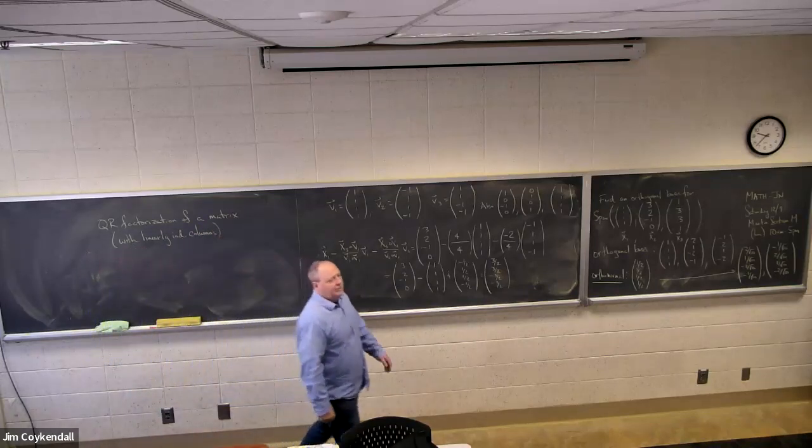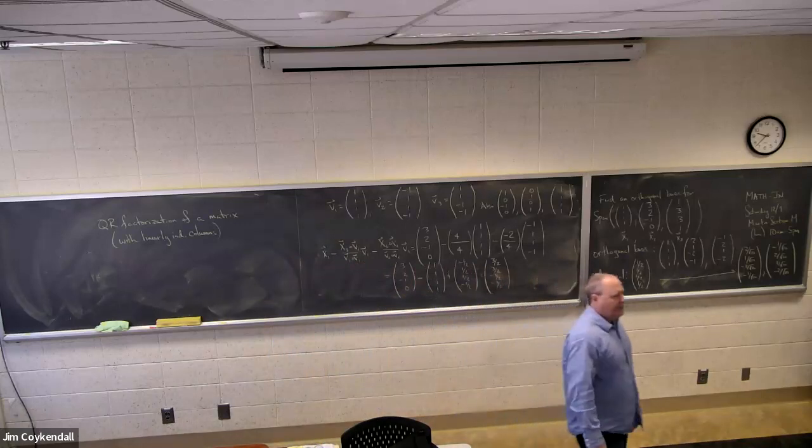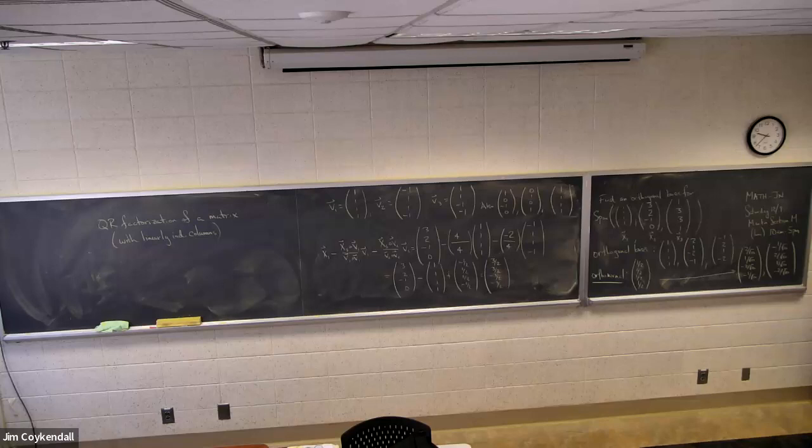If you start with a matrix that does not have linearly independent columns, then you'll run into a problem, because when you apply Gram-Schmidt, this is actually an application of Gram-Schmidt, and I'll tell you how that works. You'll get a column of zeros.